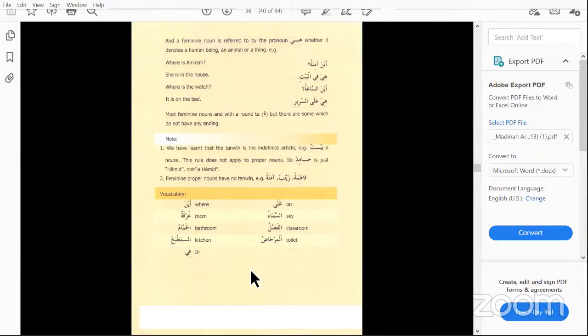Note, we have learned that the tanween is the indefinite article. Example, baytun, a house. This rule does not apply to proper nouns. So Hamidun is just Hamid, not a Hamid. Feminine proper nouns have no tanween. Example, Aminatu, Zainabu, Fatimatu. And then the vocabulary.